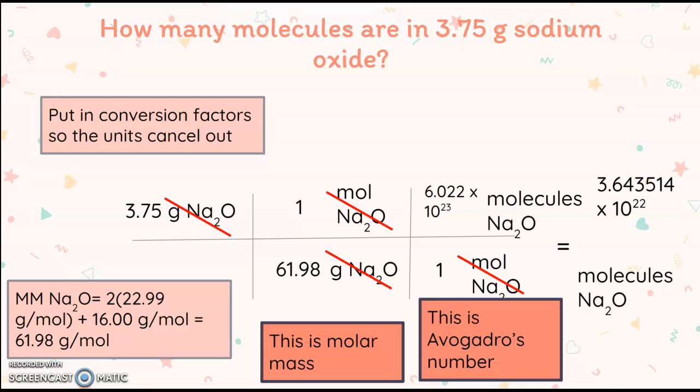Anyways, the answer that I got was 3.643514. Looking at significant figures, we would use 3 significant figures because the 3.75 has the lowest amount of significant figures. The other two have 4. That would give us 3.64 times 10 to the 22nd molecules of sodium oxide.